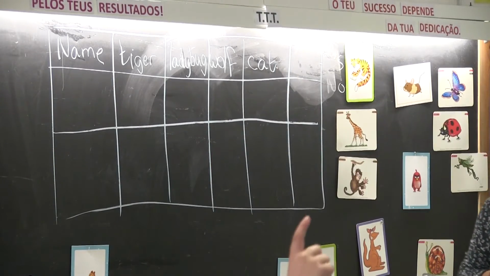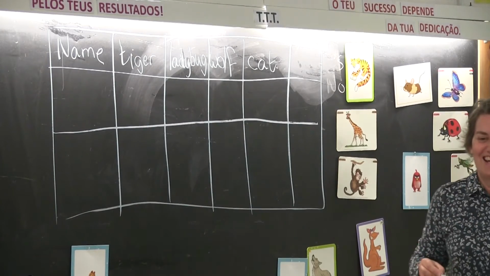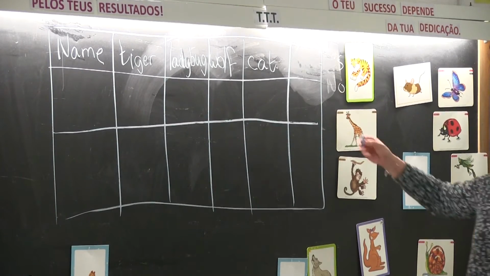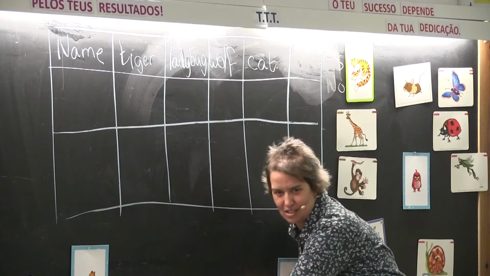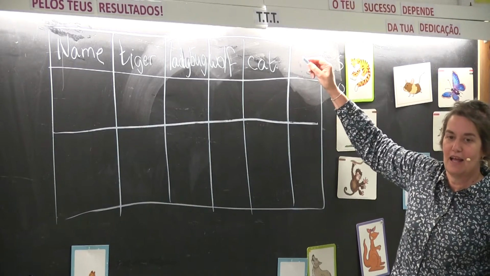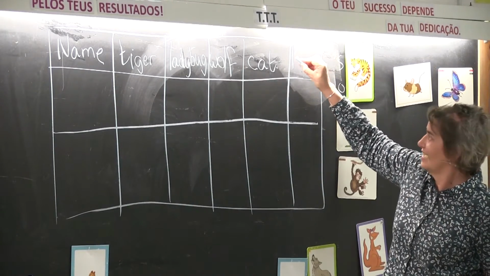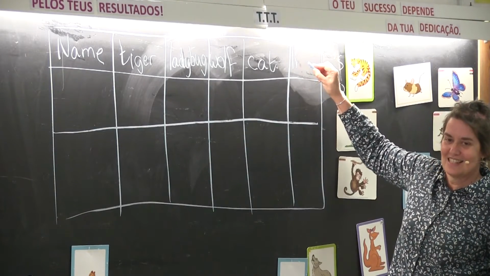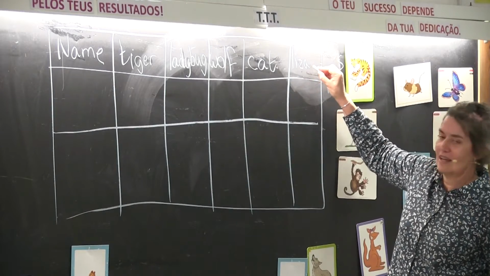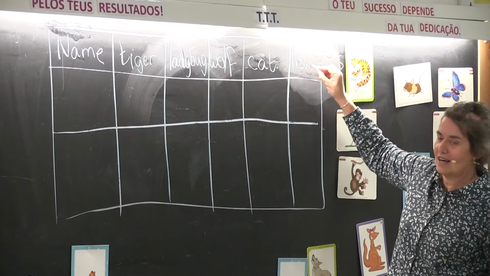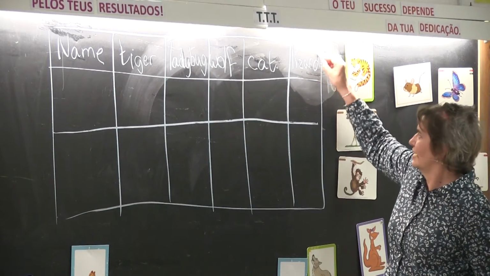Excellent. And one more. Let's have someone different. Yes. Chameleon. All right. Do you know how to spell chameleon? Let's call it a lizard. Okay, to make it easier. So how do we spell? L, I, Z, A, R, D. Excellent. Okay. All right.